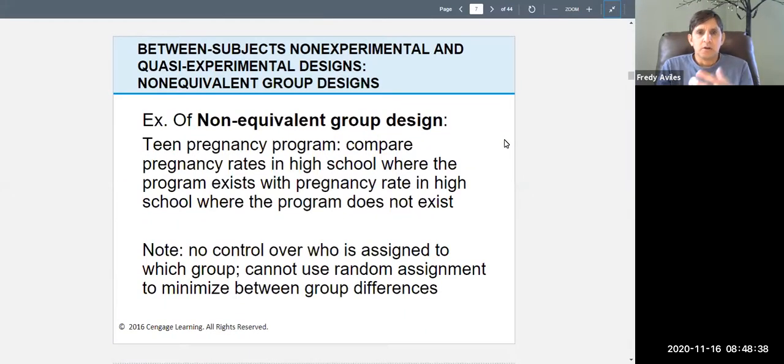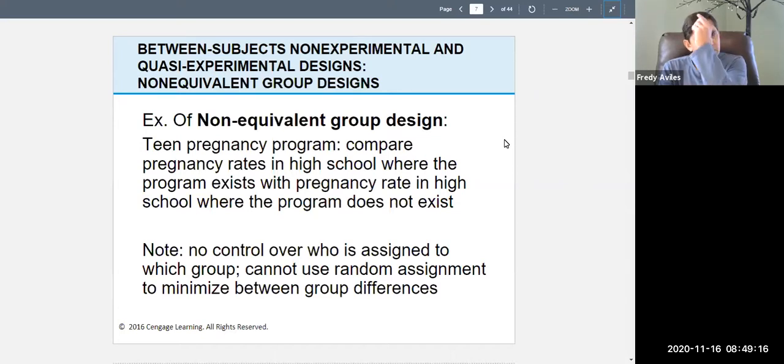So here's another example of a non-equivalent group design. And remember, the non-equivalent group design is when you have between subjects designs that are not true experiments. So you have different participants in the different groups, but it's not a real experiment, okay? You're just going to compare groups. An example would be a teen pregnancy program, where you compare pregnancy rates in a high school that has the teen pregnancy program, and you compare the rates of pregnancy in a high school where the program does not exist.